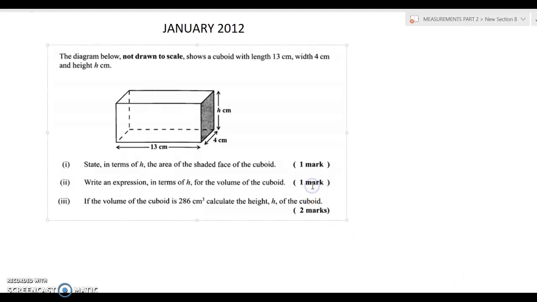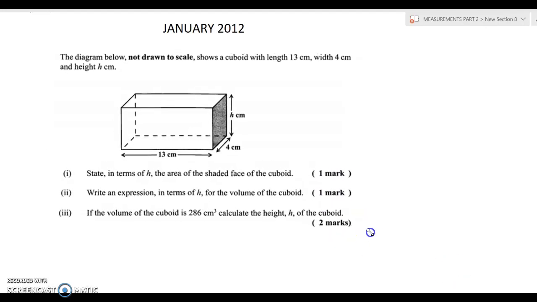It says, the diagram below, not drawn to scale, shows a cuboid with length 13 cm, width 4 cm and height 8 cm. So here we have our length, our width, and our height. State in terms of h, looking at part 1 now, the area of the shaded face of the cuboid. So the shaded face is right here, right? So you want to know the area of the shaded face. So we could do part 1 right over here.